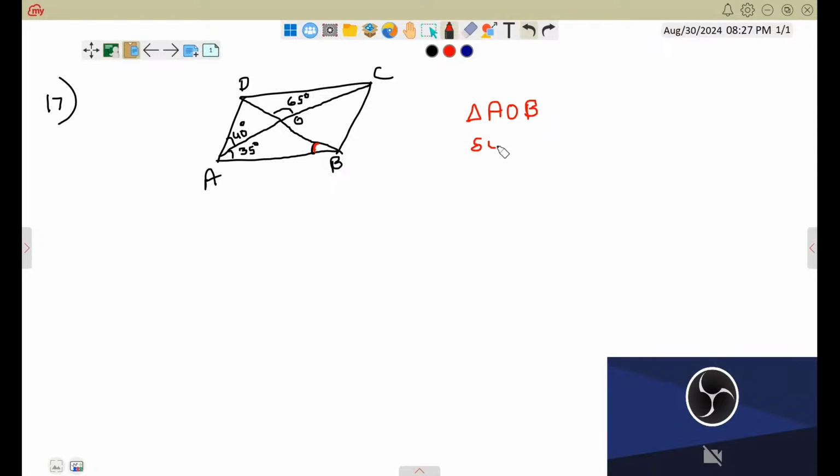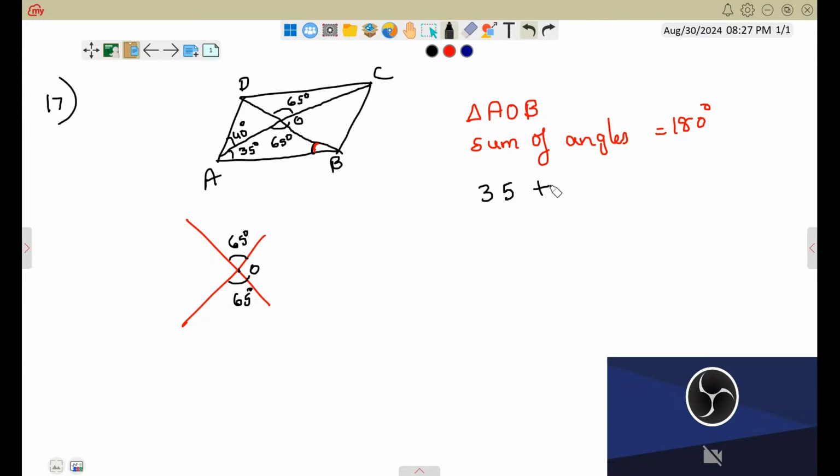In a triangle, what is the sum of angles? 180 degrees. You know that. And if you observe, AC and BD, these both diagonals are intersecting each other, right? At the point O. When two lines are intersecting, vertically opposite angles are equal. If it is 65 degrees, automatically this is also 65. So in this triangle, 35 plus 65 plus angle ABO is equal to 180 degrees.